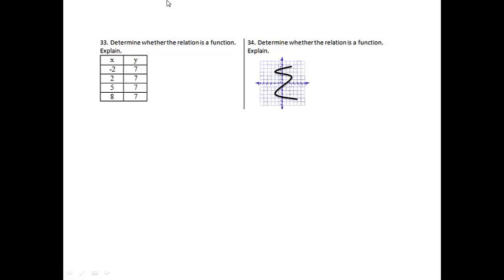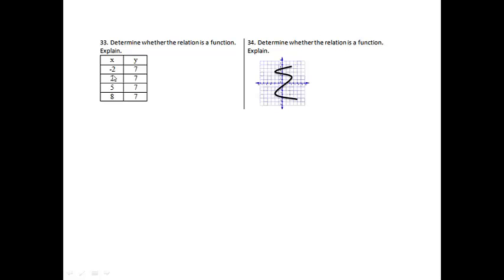Determine whether the relation is a function and explain. Remember, we're looking at the x's and the y's to see if every item has the same price. So you'll notice -2 is $7, 2 is $7, 5 is $7, 8 is $7. So every input has exactly one output.